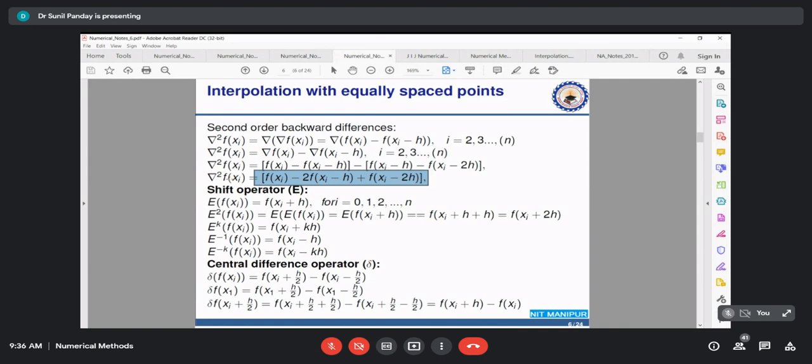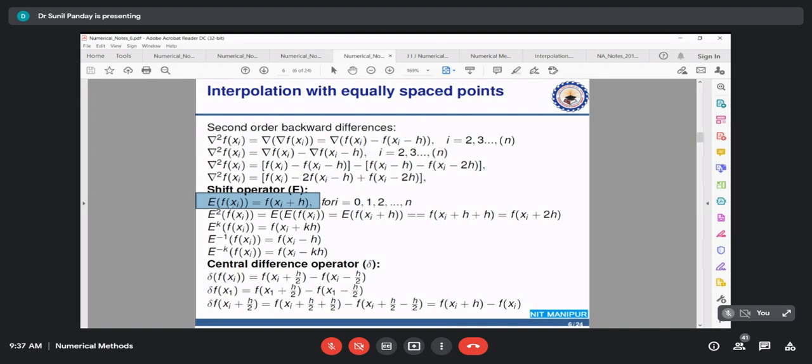So the second backward difference of f of xi is equal to f of xi minus 2 f of xi minus h plus f of xi minus 2h. Now we have another operator known as the shift operator. So how do we define this? It is denoted by E, and if we apply this operator to any function f of x, it will give us the function value at the next point, like E of f of x is equal to f of x plus h. So this is the definition of the shift operator, that is shifting the value of the function to the next point.